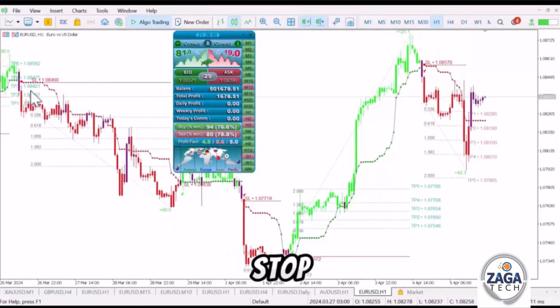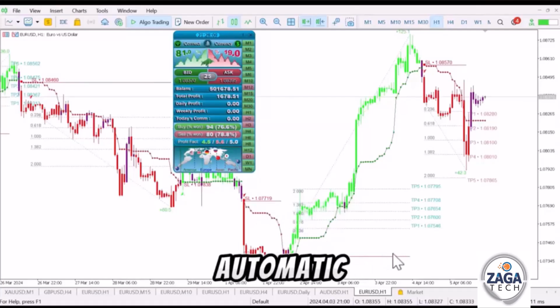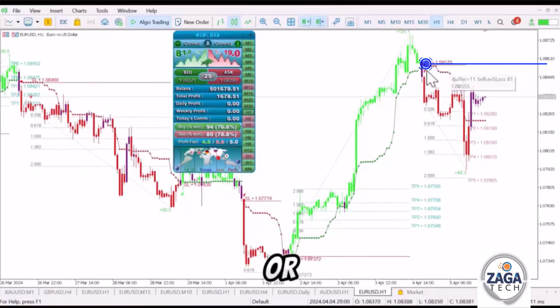9. Stop loss. Traders can set predetermined stop-loss levels to limit potential losses on their trades. The indicator allows for the automatic placement of stop-loss orders based on predefined parameters or manual adjustment by the trader.